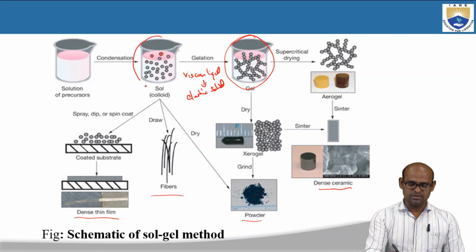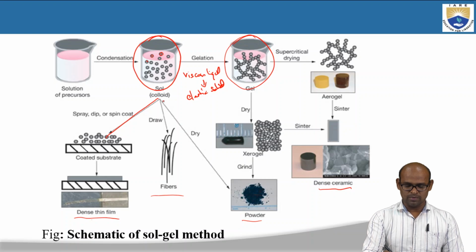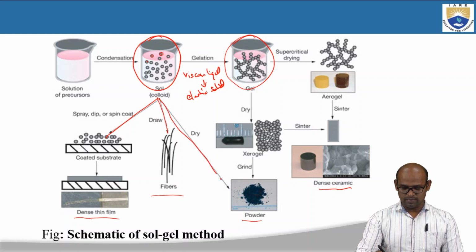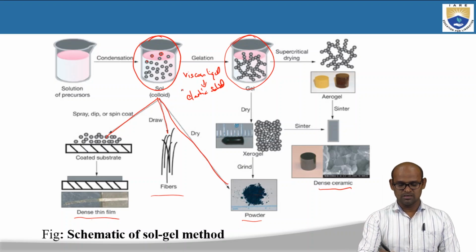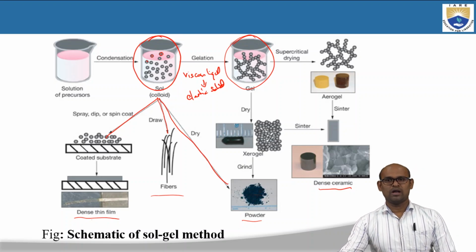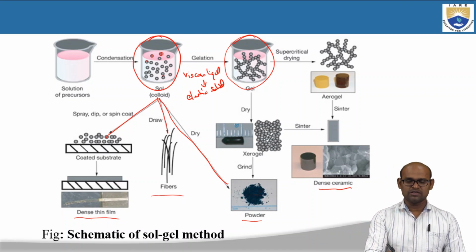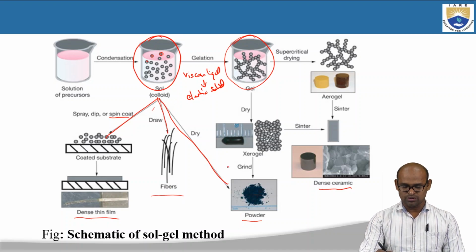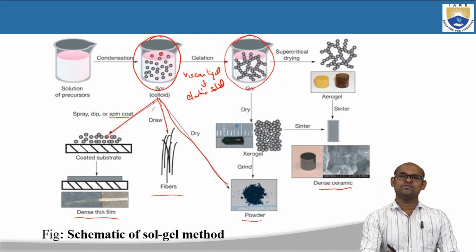So using the solution itself, you can prepare dense thin film, or you can prepare fibers, or you can also dry and prepare powder from this solution itself. Once you have a colloidal suspension or solution, in which one type of substance or particles are hanging in another type of substance which is a solvent, then you can spray, dip or spin coat, and then you can coat these particles onto a substrate and prepare a thin film. Or you can draw these to prepare fibers, or you can dry this solution to prepare powders. Okay, so this is from the solution itself.